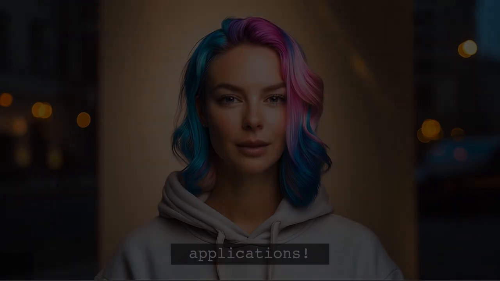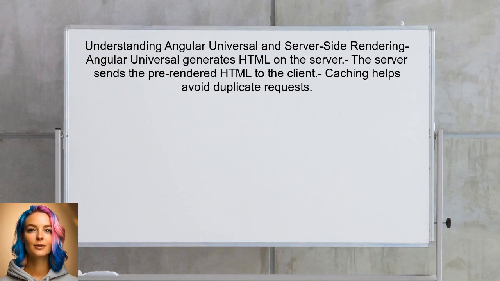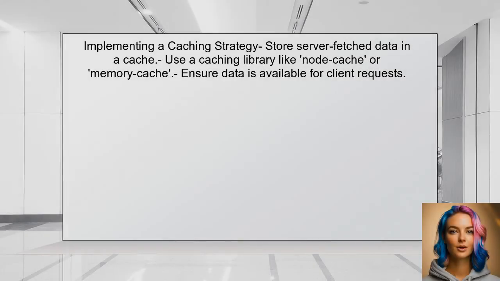To begin with, the user needs to understand how Angular Universal handles server-side rendering. When a request is made, the server generates the HTML and sends it to the client. This is where caching comes into play. Next, the user should implement a caching strategy. This involves storing the data fetched on the server so that it can be reused for subsequent requests from the client.